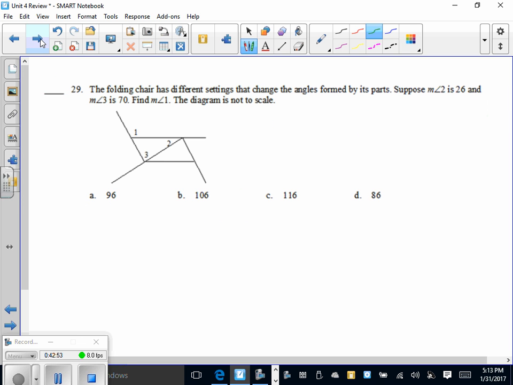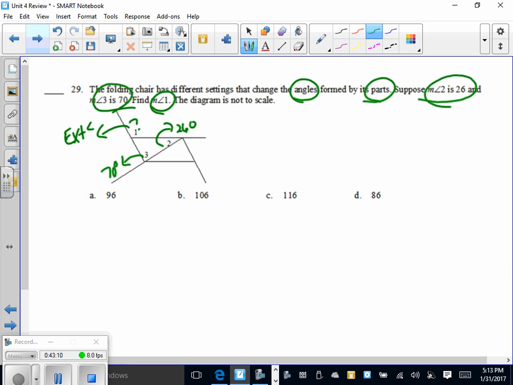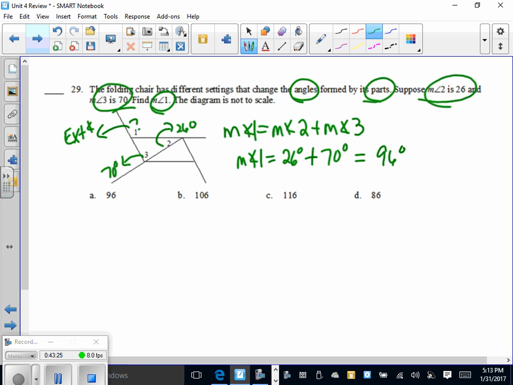Number 29. The folding chair has different settings that change the angles formed by its parts. The measure of angle 2, this angle right here, is 26 degrees. The measure of angle 3 is 70 degrees. Find angle 1. Again, angle 1 is an exterior angle. An exterior angle is equal to the remote interior angles added together. So the measure of angle 1 is equal to 26 degrees plus 70 degrees, so you get 96 degrees. So we get answer A.